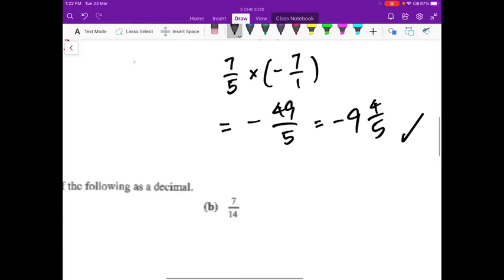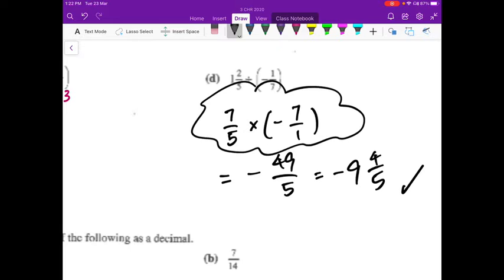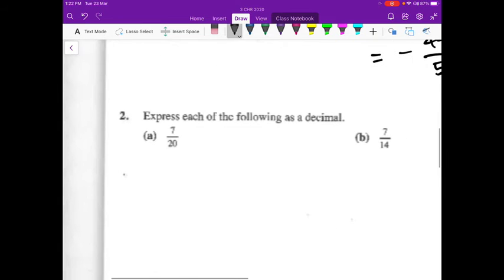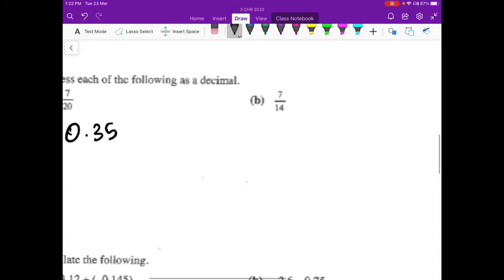Can. Oh, okay. So the question is, do we need to show this working? Answer, no need, unless they say, by showing your working clearly. Otherwise, you can use your calculator for this. So express as a decimal, 7 out of 20. If you cannot do so, use your calculator. It will do the conversion for you, although you should also practice. So here we have 0.35. Next, 7 out of 14, yep, that's 0.5.